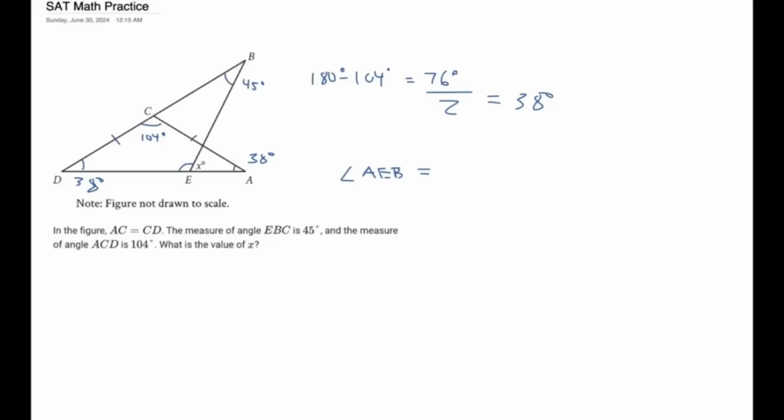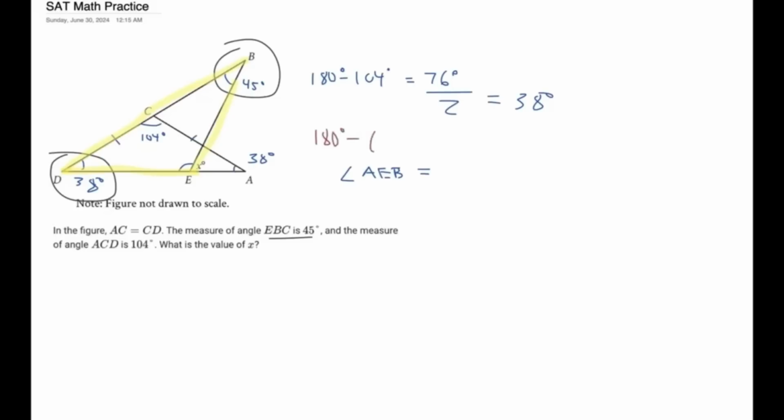Well, it's actually pretty interesting, because they gave us the measure of EBC, this angle up here, and we just figured out the angle of BDE. And so these two angles make up a portion of this triangle, right? So it's this triangle right here. All right, so we know there are 180 degrees in a triangle.